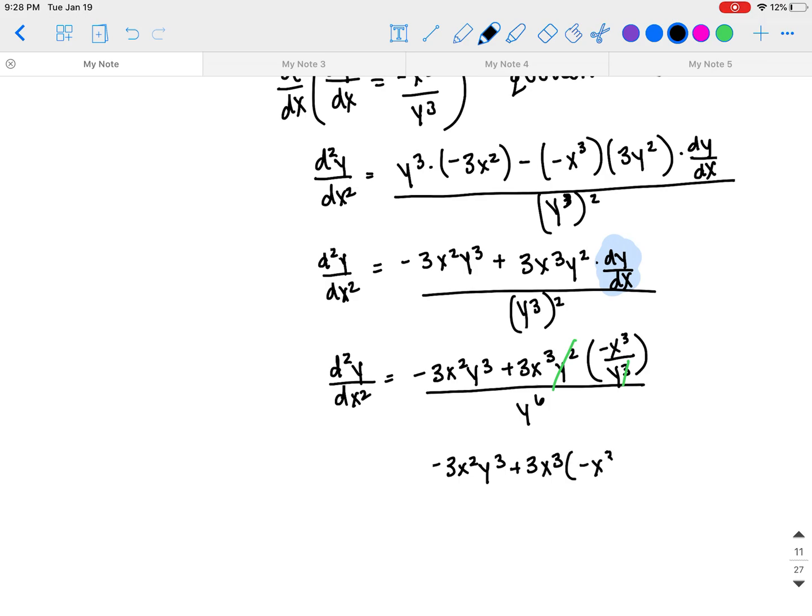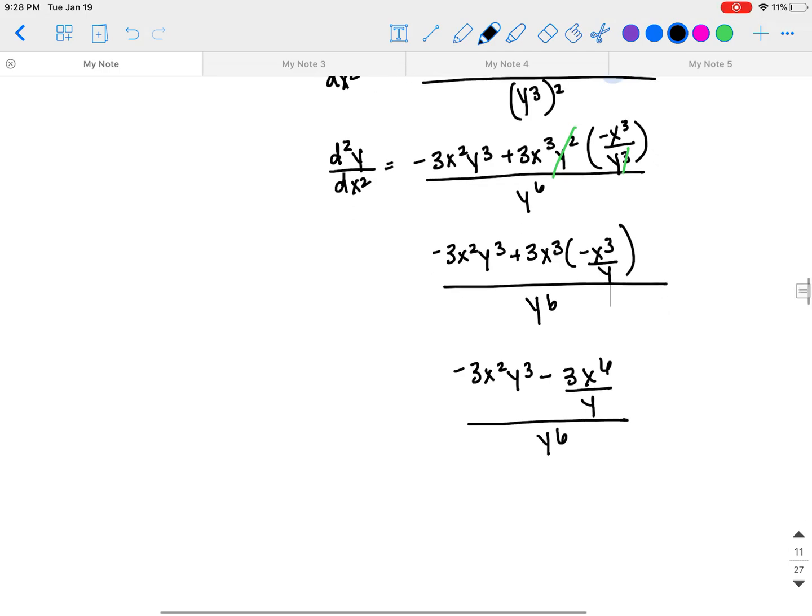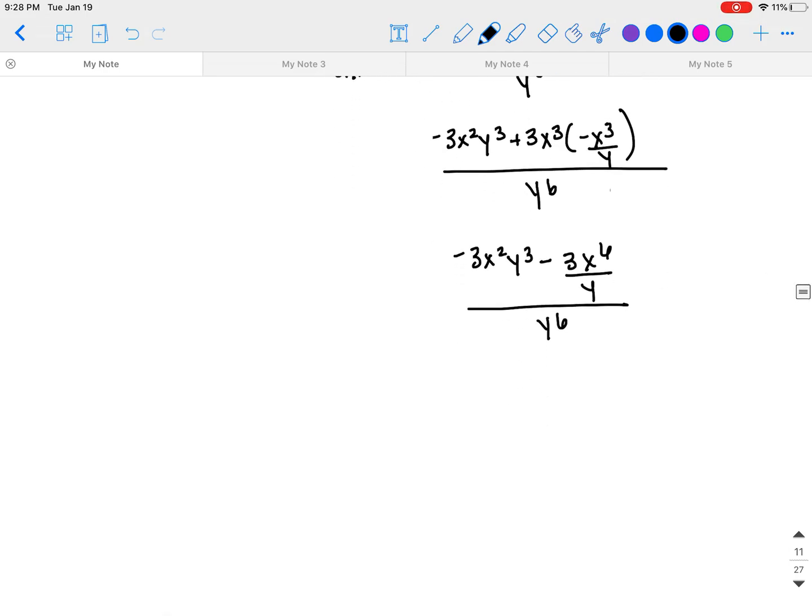I'll rewrite it. I'll save that product, one more step. So now I can multiply those two expressions, and I get negative 3x squared y cubed minus 3x to the 6th divided by y, all over y to the 6th. So at this point, you could stop because you have found the second derivative.